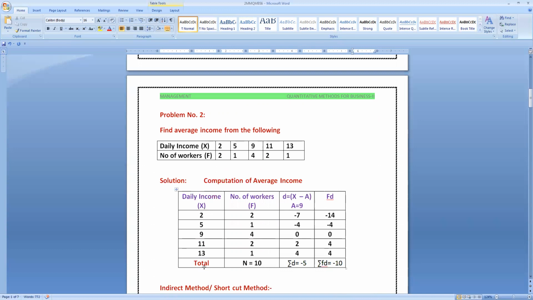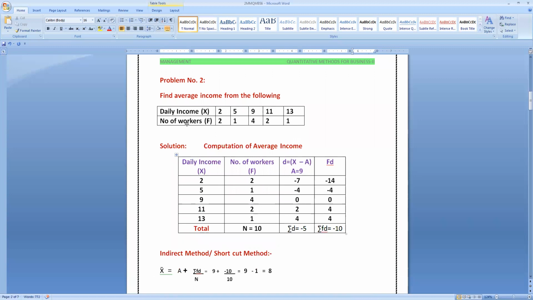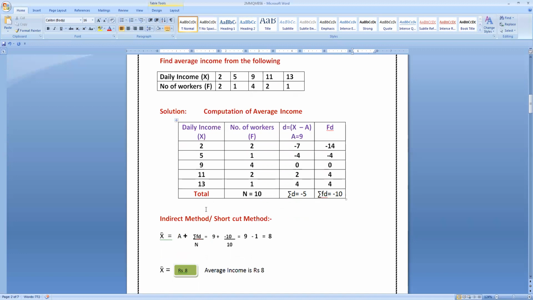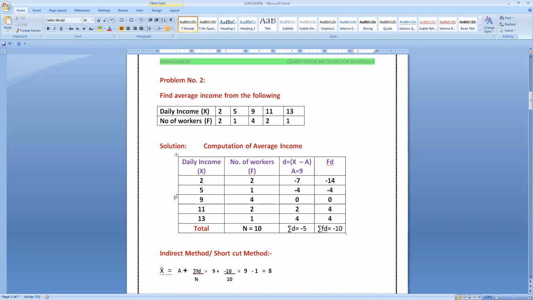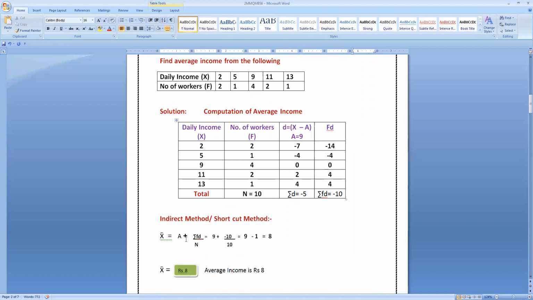Let us see one more question. Find the average income from the following. The daily income and the number of workers are given. The daily incomes are 2, 5, 9, 11 and 13 rupees. The number of workers: 2 people get 2 rupees, 1 gets 5 rupees, 4 people get 9 rupees, 3 people get 11 rupees, and 1 works for 13 rupees. If we calculate by the direct method, we can use sigma fx by n. Here, in this question, we solve it by the indirect method, the shortcut method.